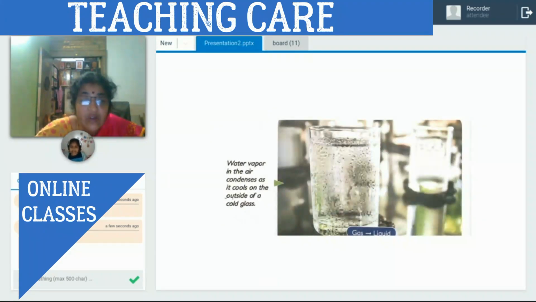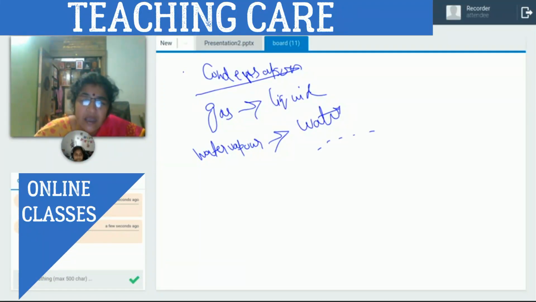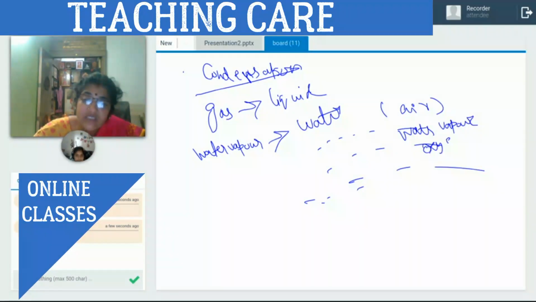Have you ever noticed this one? Water vapor in the air condenses as it cools on the outside of a cold glass. Have you ever noticed? How do you get the drops on the outside of this glass tumbler? Water vapor has changed into liquid. See, this is the atmosphere, and all this is air, right? In air, water vapor is there. Oxygen is there. Nitrogen is there. Everything is there in air, right? So what will happen if you keep a cup full of water?